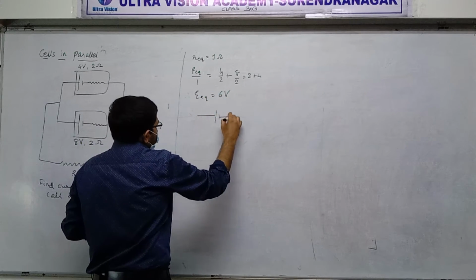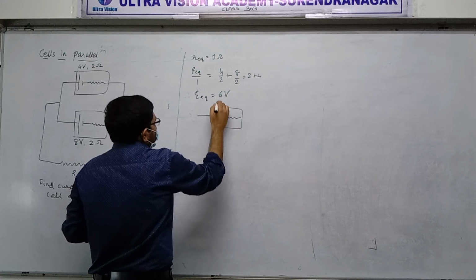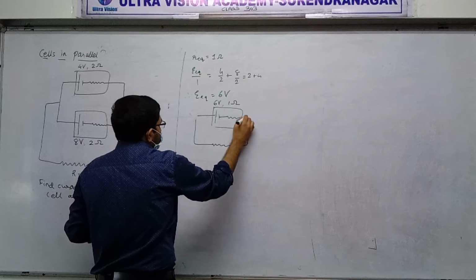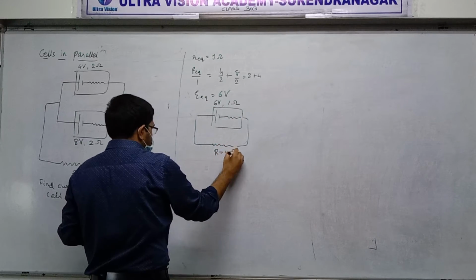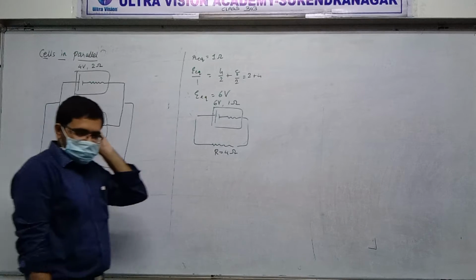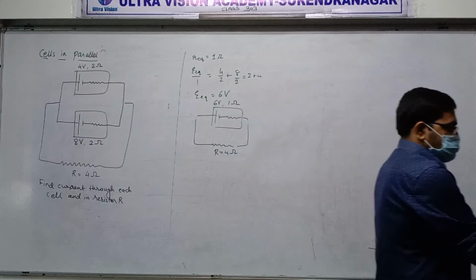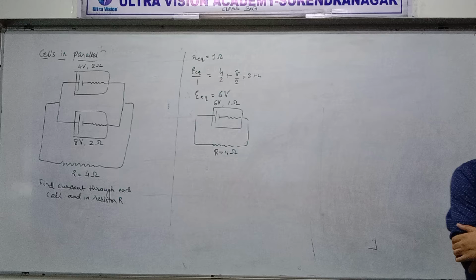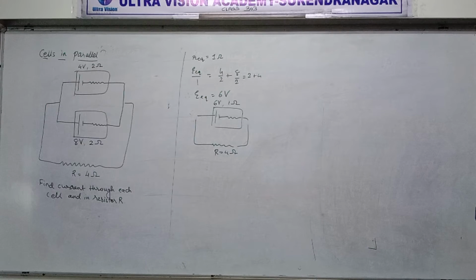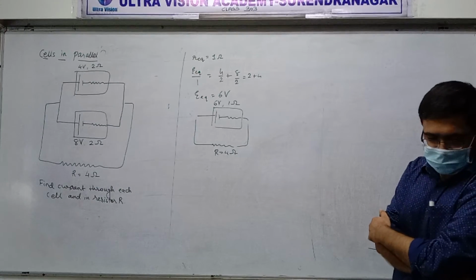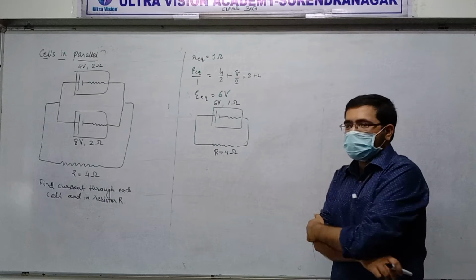Now we draw a new circuit. This is the equivalent circuit: 6 volt and 1 ohm, and this is a resistor, 4 ohm resistor. So now I will solve. Done. How much is the current? 6 by 5 ampere. Is it okay?